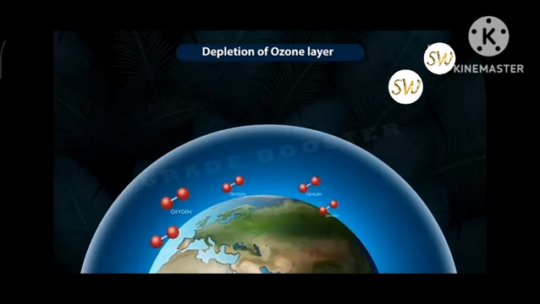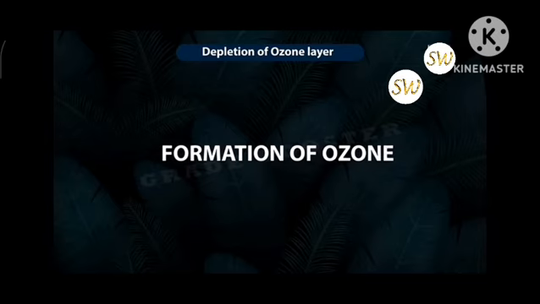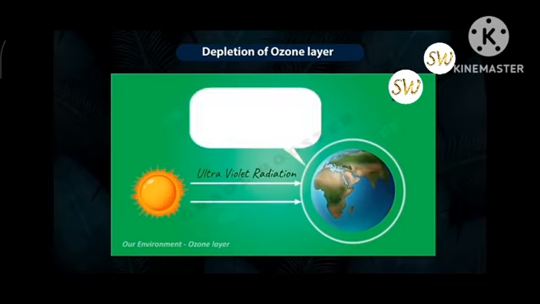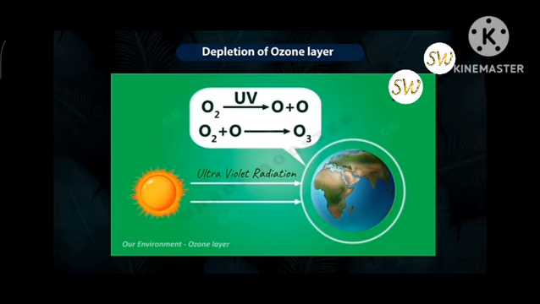Oxygen is present in the atmosphere, but ozone is found at the higher levels of the atmosphere, that is 15 to 40 kilometers above the surface of the earth. How is this ozone formed? When the UV radiation of the sunlight hits the oxygen in the atmosphere, the oxygen molecules split into oxygen atoms. Now the split free oxygen atoms combine with oxygen molecules and form ozone molecules. This is how ozone is formed.